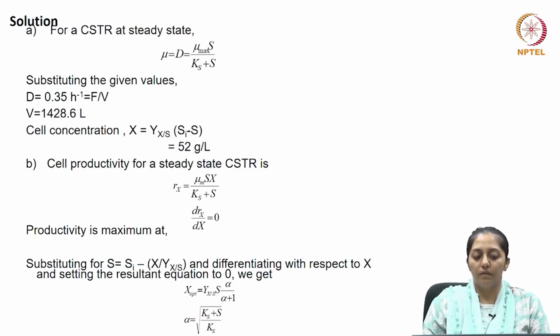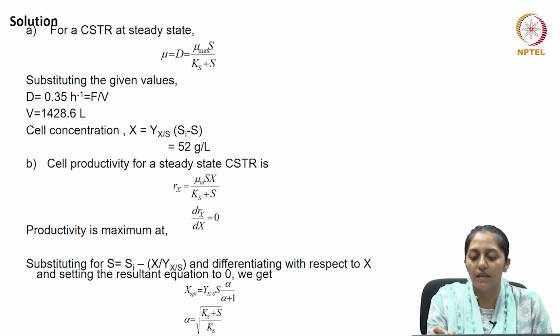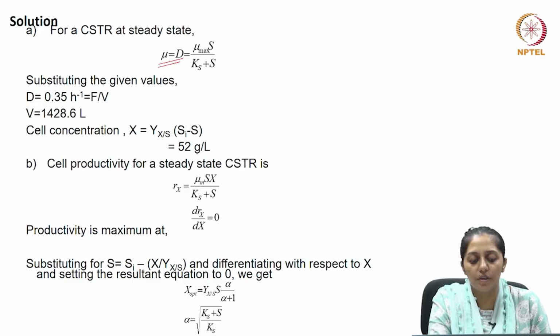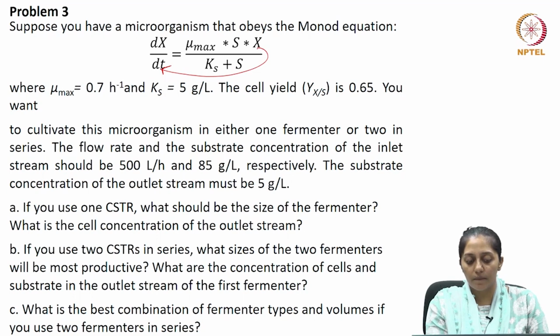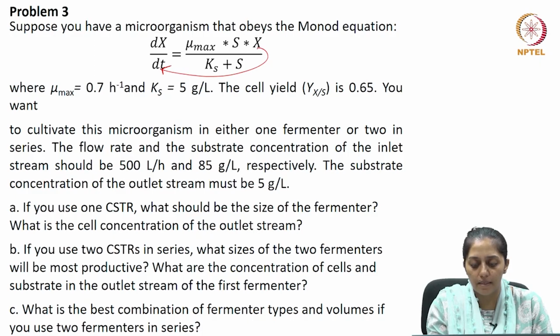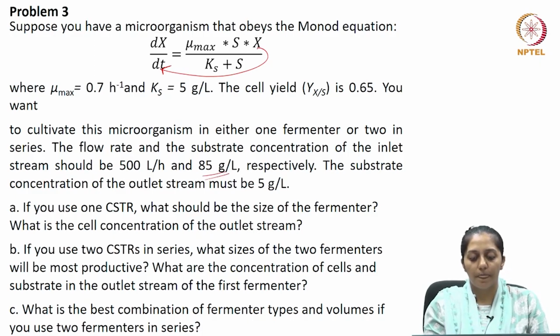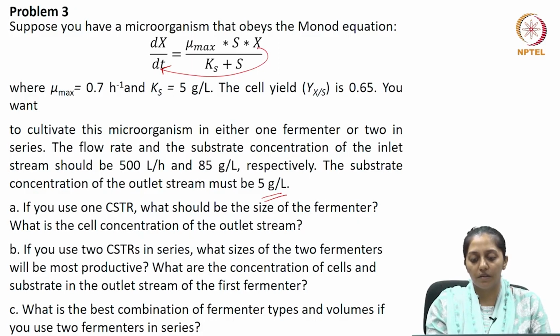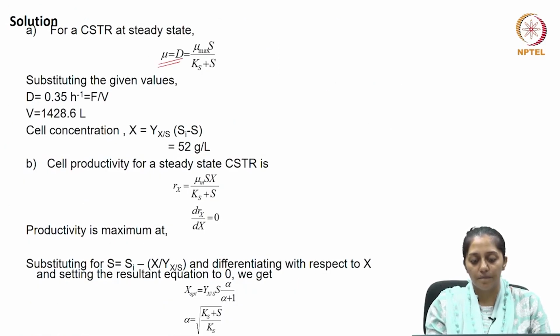So, if we are using a single CSTR, then at steady state the specific growth rate is equal to the dilution rate. The culture is following Monod's model. Let us see what is given to us. Flow rate has been given. Once the flow rate is given, we have also been given the value of S coming out of the reactor, which is 5 grams per liter. So, which means the steady state substrate concentration is 5 grams per liter.